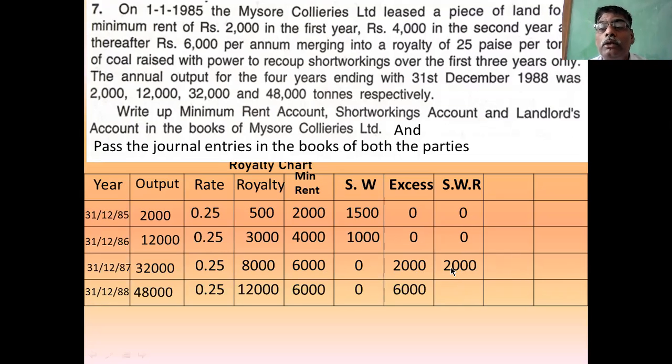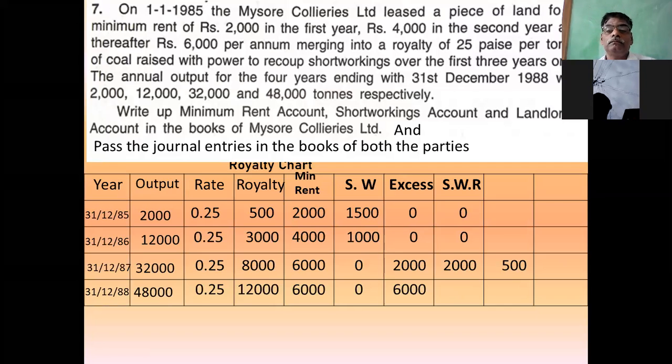Time given is first 3 years. First 3 years completed. What is the short working balance? First year 1,500, second year 1,000. Total 2,500 is the short working. Out of 2,500, you recovered 2,000 only. Then the balance of 500 goes to the recovery column because the time given is completed. Whatever time limit given, that time limit completed. Therefore, the balance of short working goes to the recovery column. Clear?